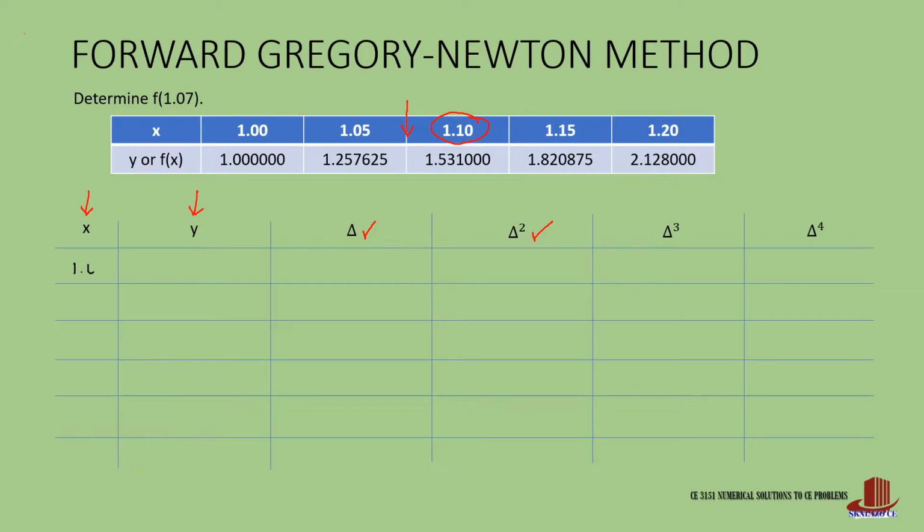X would be 1.0, 1.05, 1.1, 1.15, and 1.2. Y's would just be the same as from the table, 1.0, 1.257625, 1.531, 1.820875, and 2.128. Our deltas would plainly be differences. Those differences would be such values.